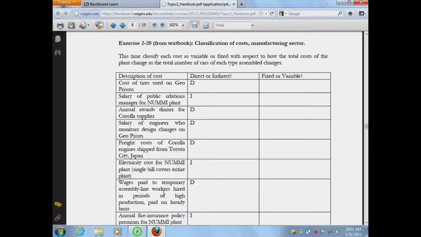The salary of the engineer who monitors design changes on the Geo Prism. It's fixed unless you know anything else about it. You can assume that salary is always a fixed payment. Salary, in fact, refers to a fixed payment, okay?